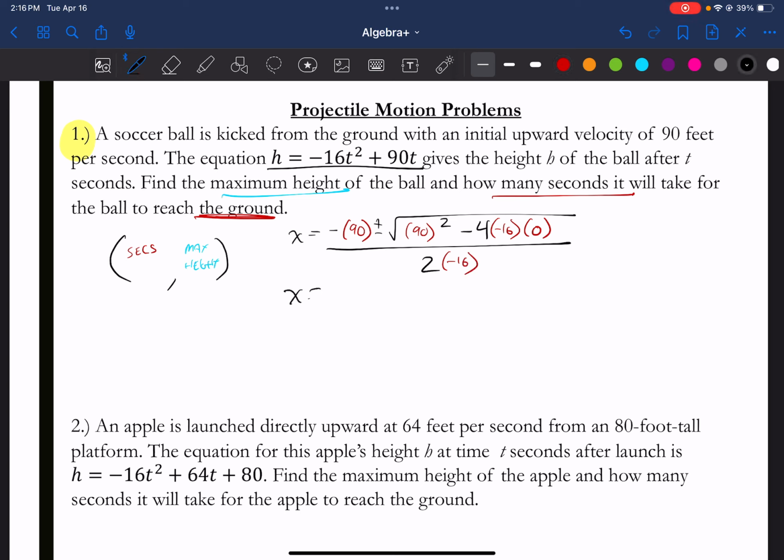When you do, you're going to be able to use your calculator. You get something like -180 over 32. Sorry, not -180, you get -90 over -32. And then you get 0 over 32. So 1 is 0, right?